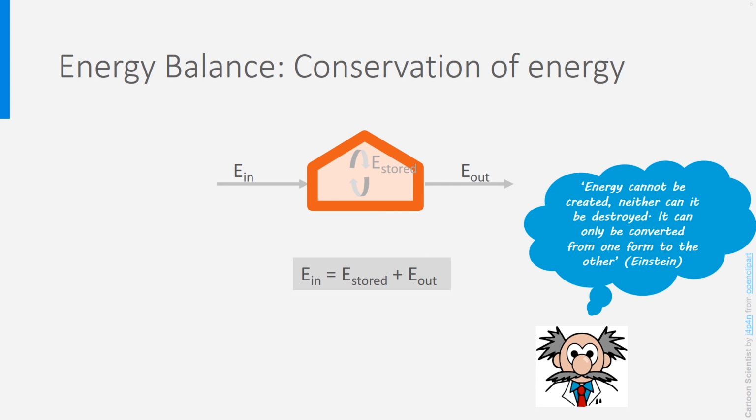In this course, we are going to make a simplification and consider that during the time period studied, the energy stored in the building construction is negligible. The stored energy is, for instance, solar radiation that accumulates slowly in the walls and is also slowly released to the indoor air. We will just assume that there is no heat storage by the construction and that all energy that flows in also, in the end, flows out. So energy coming in, E in, equals E out. We will see later in this course when this is a valid assumption.